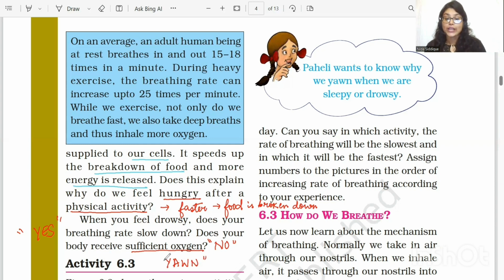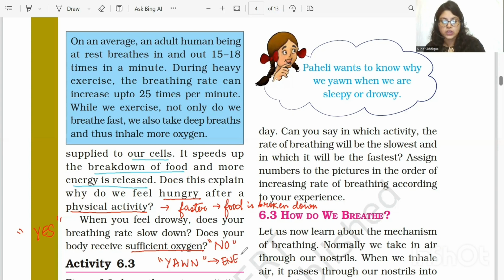Okay, so why do we yawn? It is because we take in more oxygen. हमारे lungs को तब ज़्यादा ज़रूरत पड़ती है oxygen की, fresh supply of oxygen की, ताकि food break down हो and we are provided with energy.